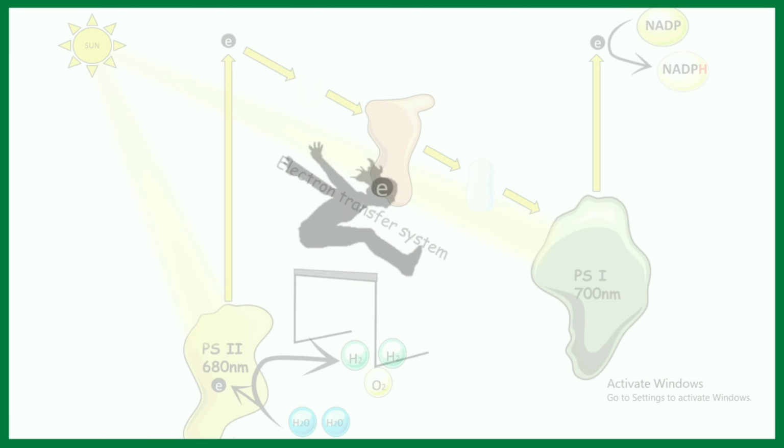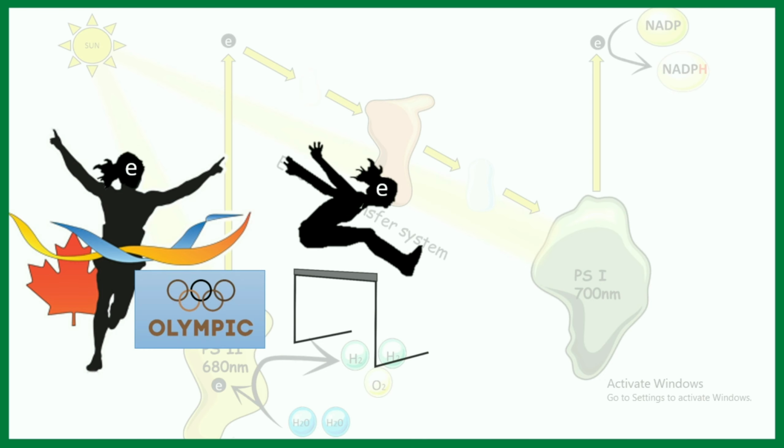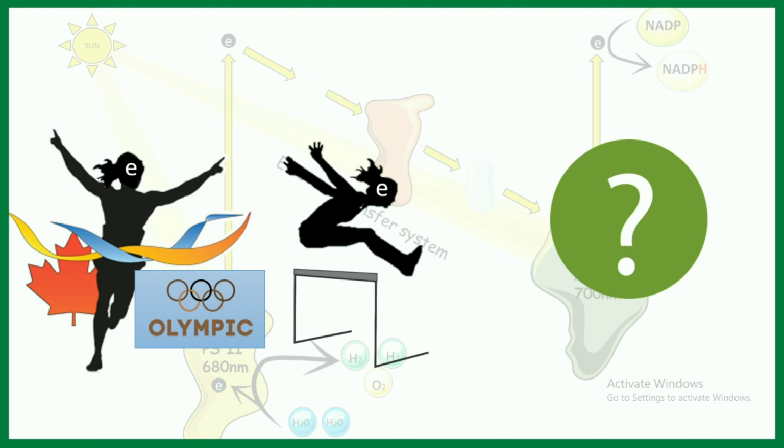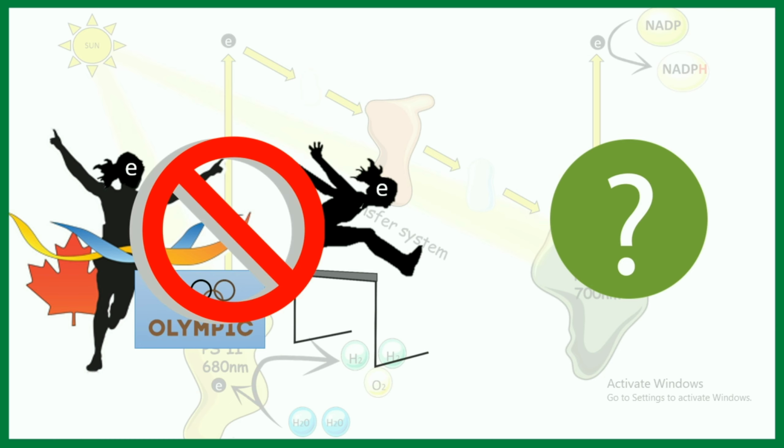Now you might be wondering why electrons are jumping as if they are in a high jump competition. Is it so that the electrons are going to participate in some Olympic event? The answer is no. So why are they jumping like this? Let's try to answer that question.